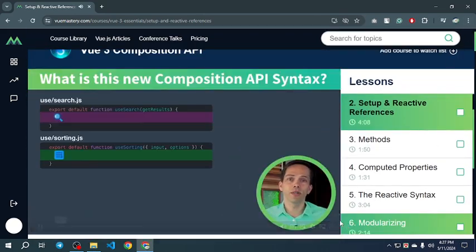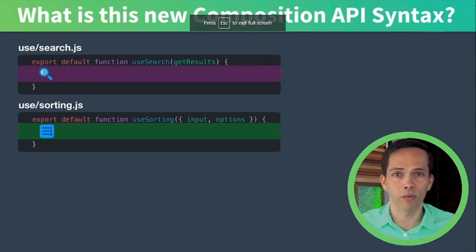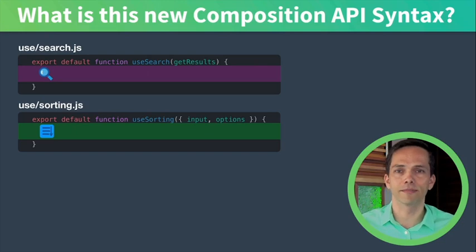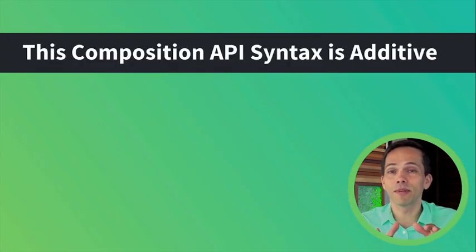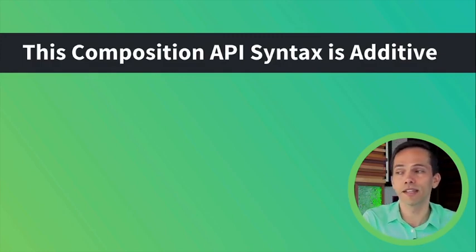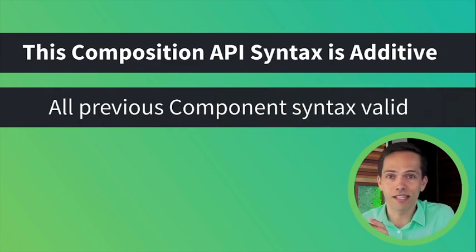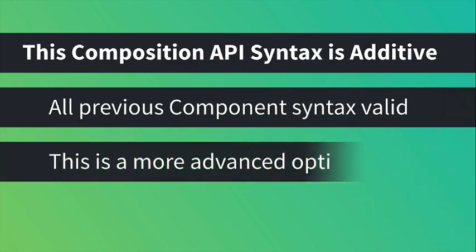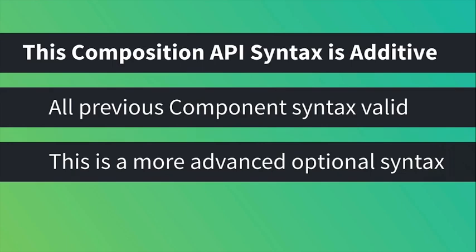In the previous video, we looked at why the composition API was created. Here, we're going to review when to use the composition API and learn about the setup method and reactive references. I want to emphasize that the composition API is just additive. It's a second way to write components. All the previous component syntax that you're familiar with in Vue 2, you can still use. It's completely valid. The composition API is just a more advanced optional syntax.